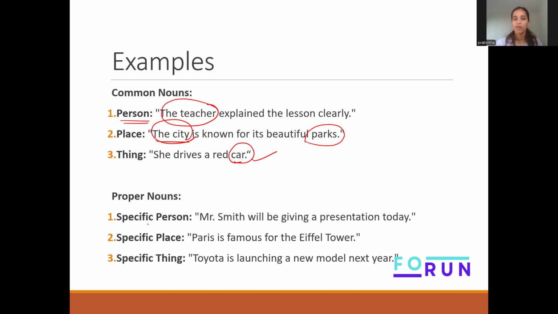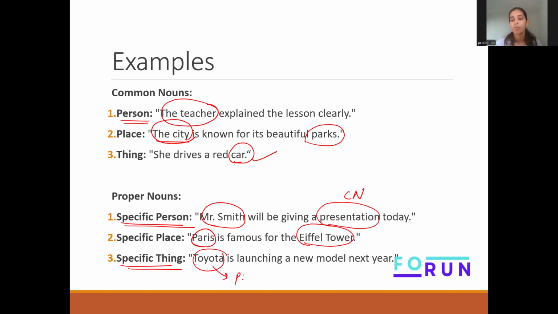Then we have proper nouns. When we are talking about a specific person: Mr. Smith will be giving a presentation today. So Mr. Smith is the proper noun, and a presentation is a common noun in this sentence. Specific place: Paris is famous for its Eiffel Tower. Both are specific nouns, they are proper nouns. Specific thing: Toyota is launching a new model next year. So Toyota becomes our proper noun. A new model, we don't know which model, so if you want to put it into any category, it would be a common noun. So these are two types of nouns.